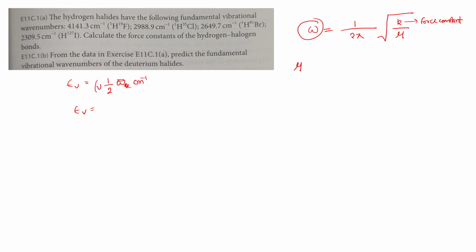Actually, this is (v plus half) into omega bar or something like that. And now you are going to see this part will be there, but in addition to this, you will have some first-order correction to that. Means you need to do some perturbation theory calculation, and in this will come something like ωe, and the anharmonicity constant will come. So this I hope you remember.